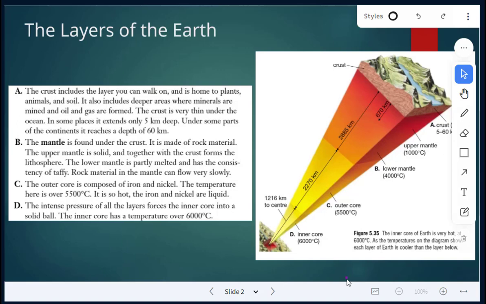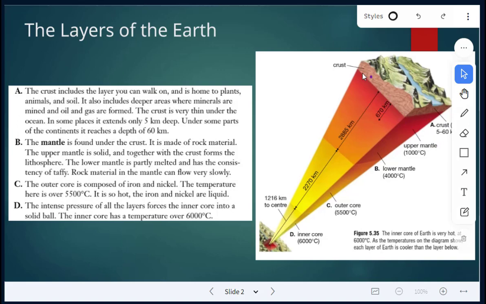It consists of the home to plants, animals. It consists of soil. There's also some deeper areas where minerals get mined and oil and gas are formed. It's very thin under parts of oceans. In some places, it'll extend only about 5 kilometers deep, but in other parts, the continents, it can reach a depth of 60 kilometers. All right, so that is the crust, about 5 to 60 kilometers.